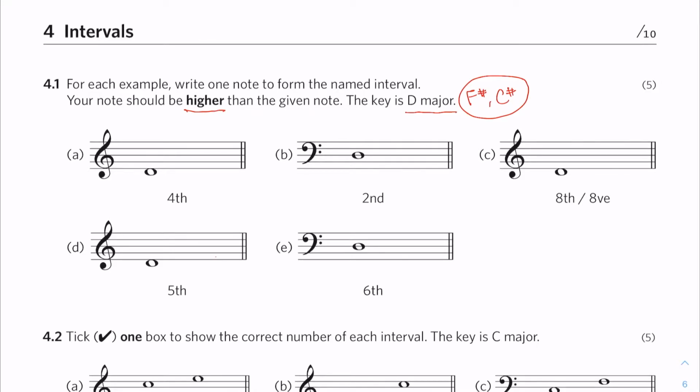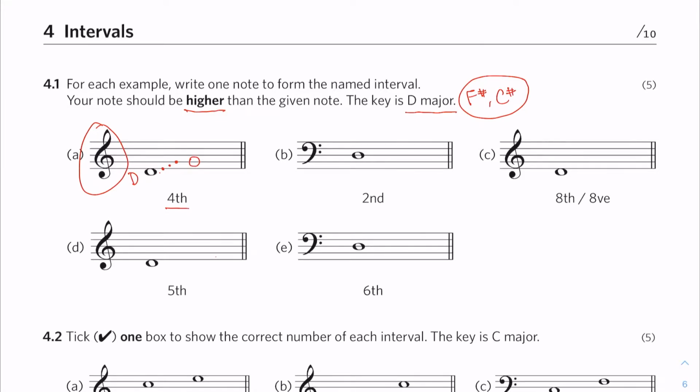Question A, we have treble clef, and we are starting with D. That's the tonic of D major. They asked you to write a fourth on top of D. So D, 1, 2, 3, 4. That will be your fourth degree. Your fourth degree will be here in the second line.